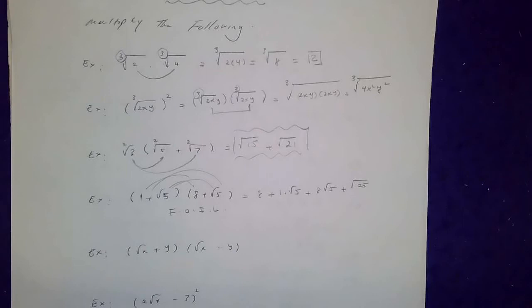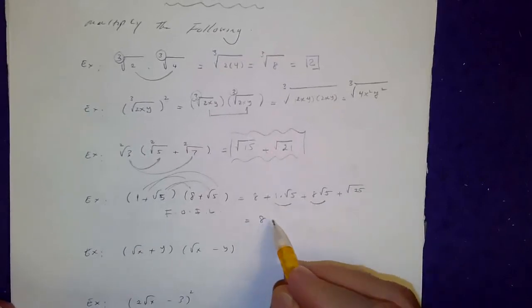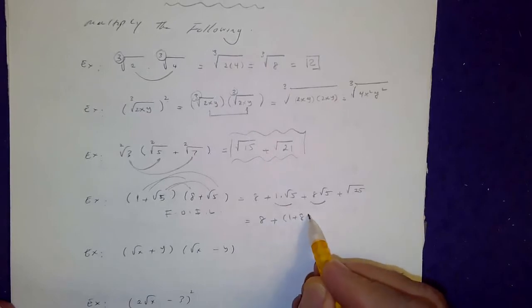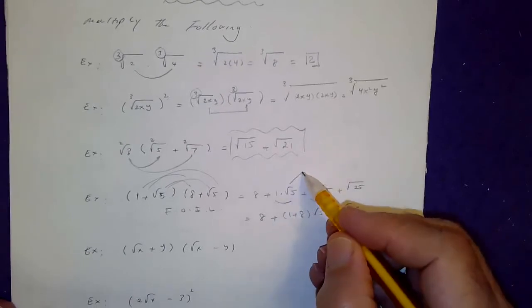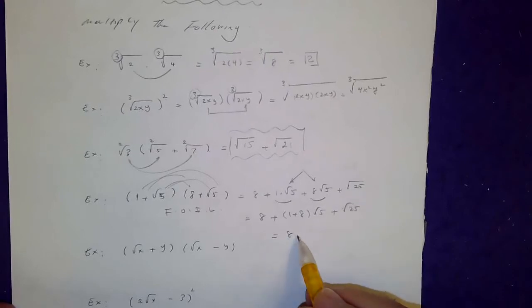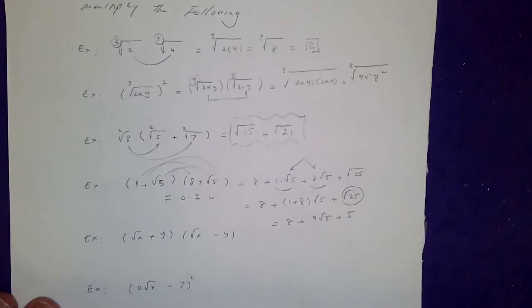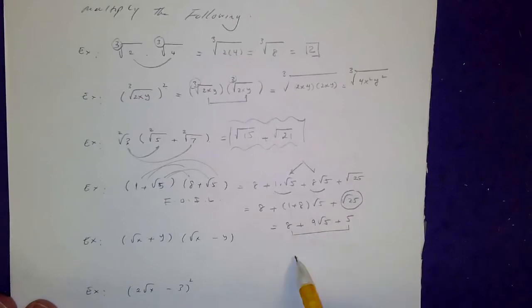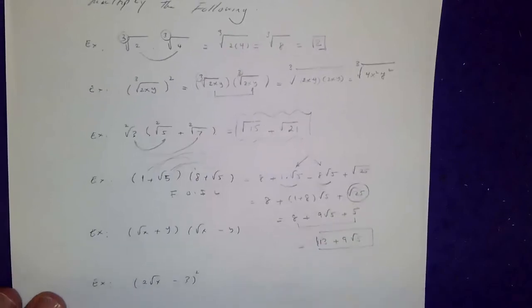Are we done? Not yet. The middle terms get to be combined. So this would be 8 plus 1 plus 8 square root of 5 plus square root of 25. In other words, these guys are like terms. I get to combine them. So what do I get in return? I get 8 plus 9 square root of 5, but the square root of 25 is 5. But then I can add the whole numbers, and the final answer would be 13 plus 9 square root of 5. Final answer. You all see it.